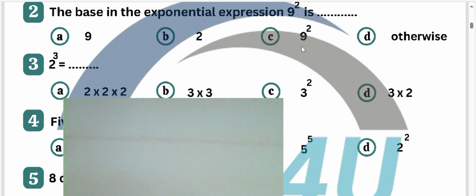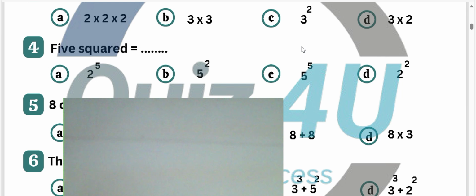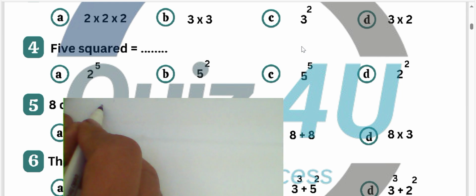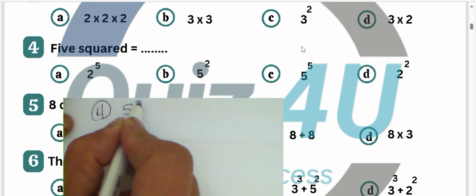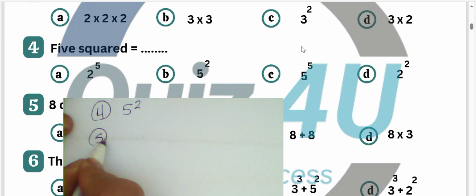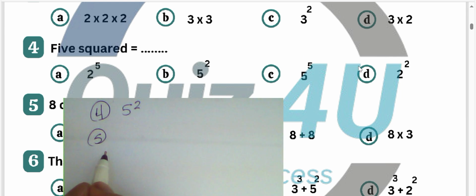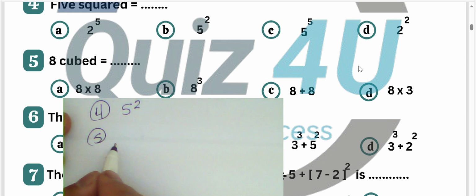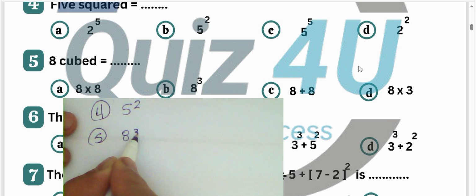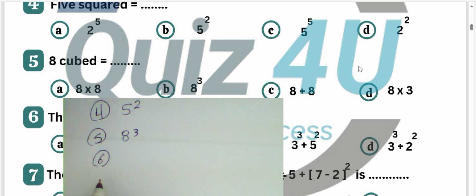Next question, number 4, 5 squared, meaning 5 power 2. 5 squared, 5 power 2. Question number 5, 8 cubed, meaning 8 power 3. It's 8 cubed.